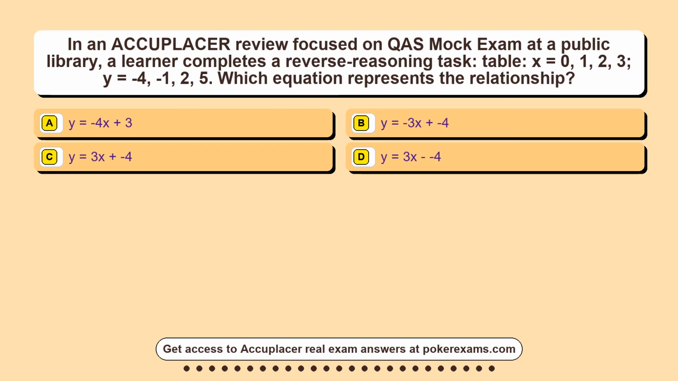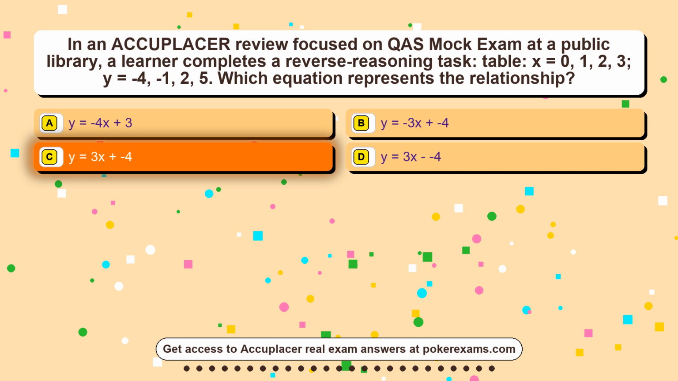Question 11. In an ACCUPLACER review focused on QAS mock exam at a public library, a learner completes a reverse-reasoning task. Table: x equals 0, 1, 2, 3; y equals minus 4, minus 1, 2, 5. Which equation represents the relationship? Option A, y equals minus 4x plus 3. Option B, y equals minus 3x plus minus 4. Option C, y equals 3x plus minus 4. Option D, y equals 3x minus 4.